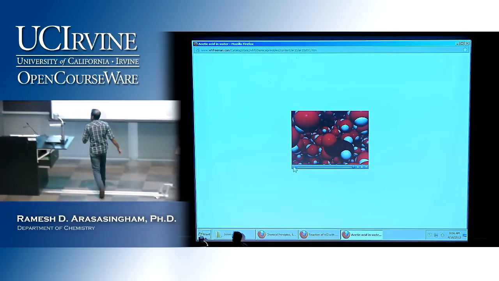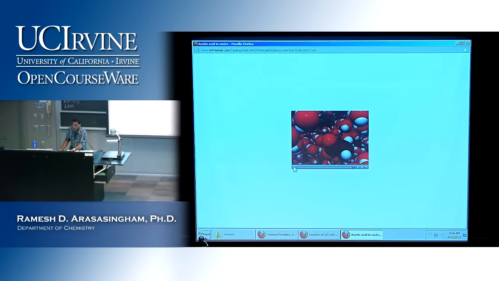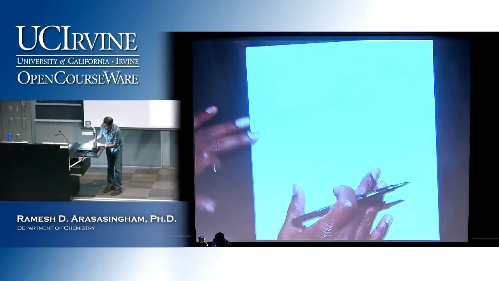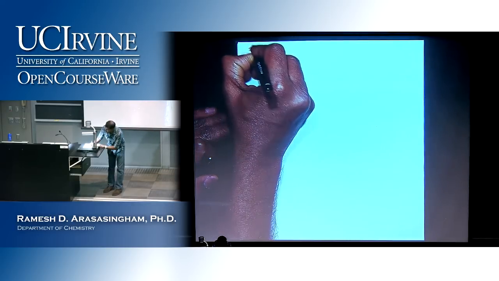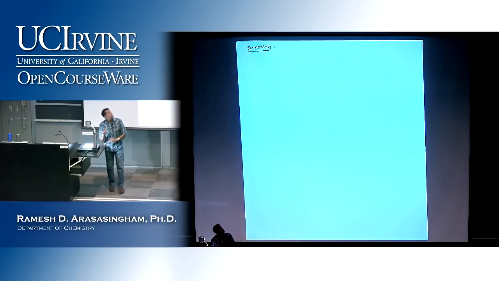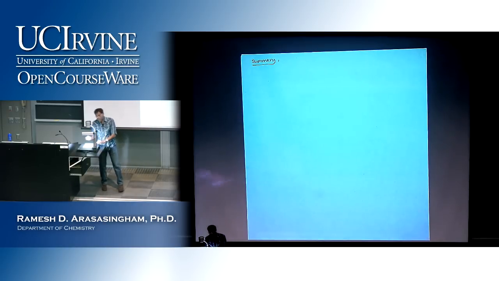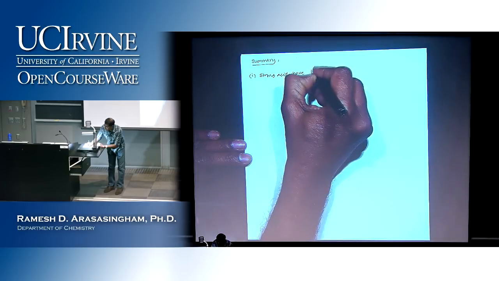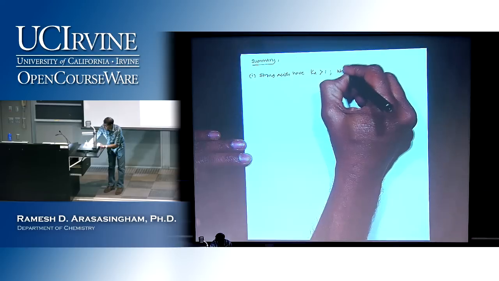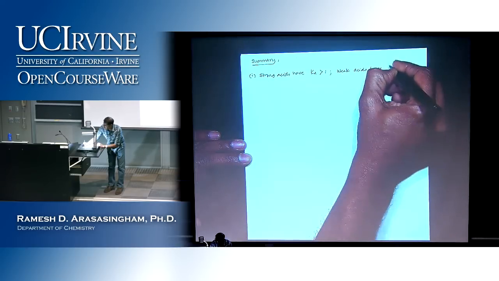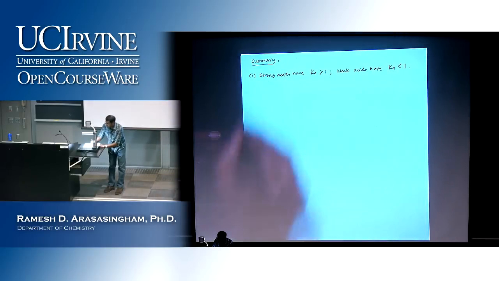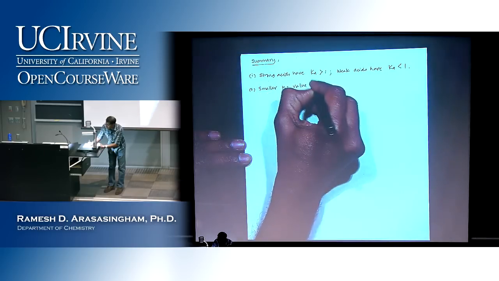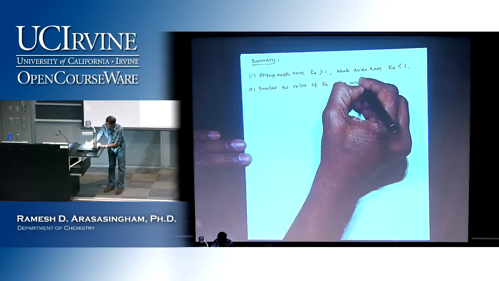Okay, so to recap what we talked about last time, a summary of what we said last time, if you want to summarize the take-home message from last class, was that, one, strong acids have Ka greater than 1. Weak acids have Ka less than 1. All right? Two, the smaller the value of Ka, the weaker the acid.